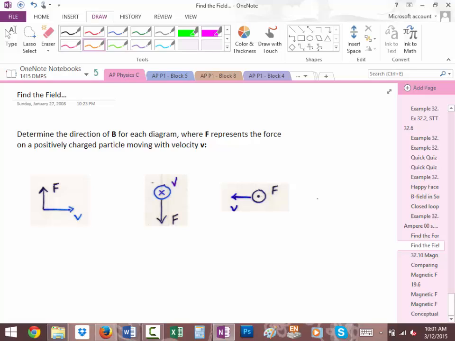Try these ones real quick. We have a positive charge moving. It feels a force in the direction indicated. Tell me where the B field is. Into the page, left. Right. Look at the question, Nathan. Right, that's right. And then this one is in and it's going up.